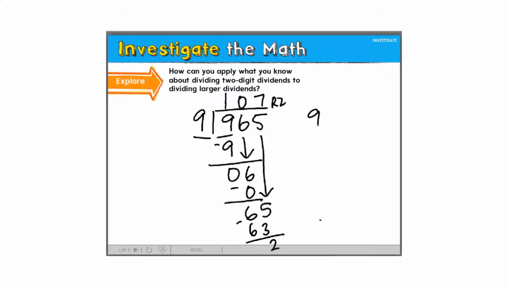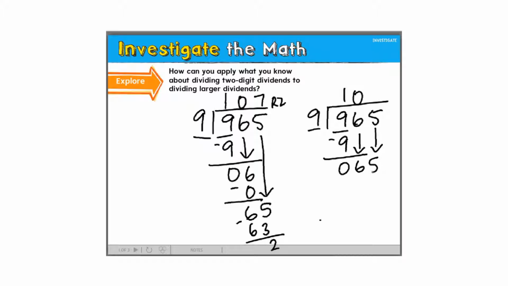So let me show you how I just wrote it first, and then I erased it. Nolan was asking. 9 into 9 goes once. I'm redoing this problem in case you wondered. Bring down the 6. It wasn't enough. So then I just went like this and brought down the 5. Because the 6 wasn't enough, so I just brought down the 5. 9 into 65 goes 7 times, and that equals 63 with a remainder of 2.